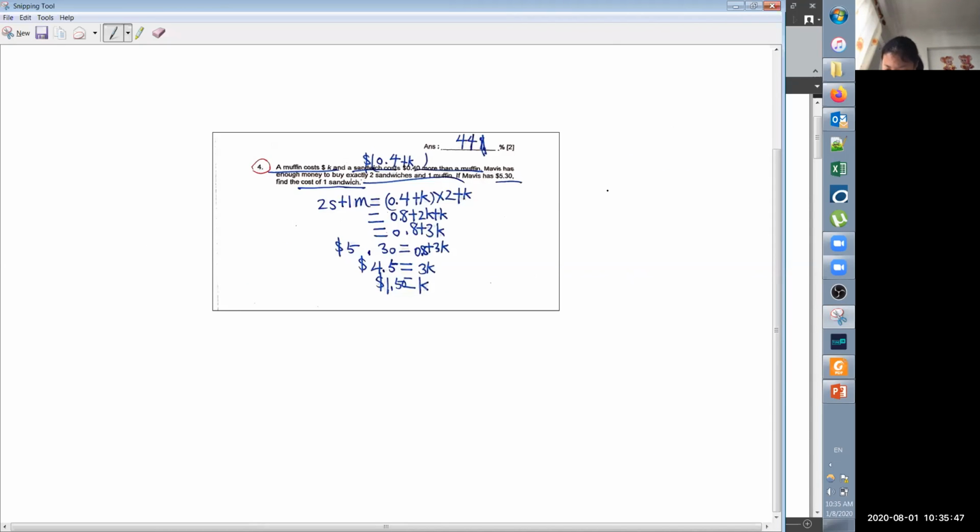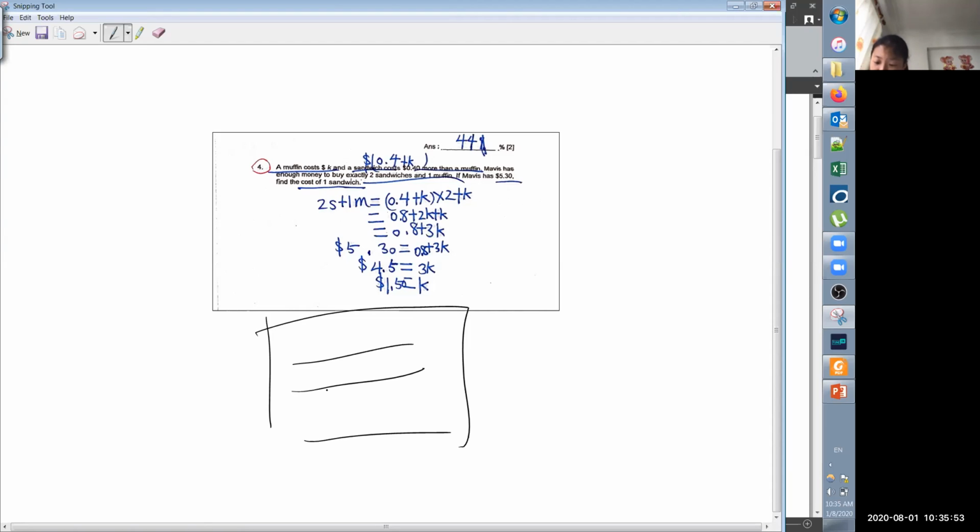So a muffin costs K and a sandwich costs 40. So what you do, just put it in a table because it's cost. So this is cost per item. So this is number of items. I don't know whether this table will help, but at least I write it down. If it ever helps also, I just put it in. So this is for muffin, this is for sandwich, this is K dollars, and then this is 40 cents.